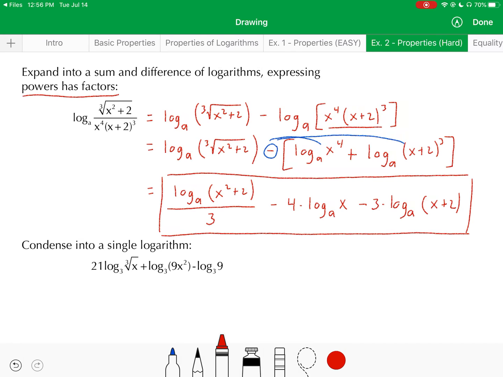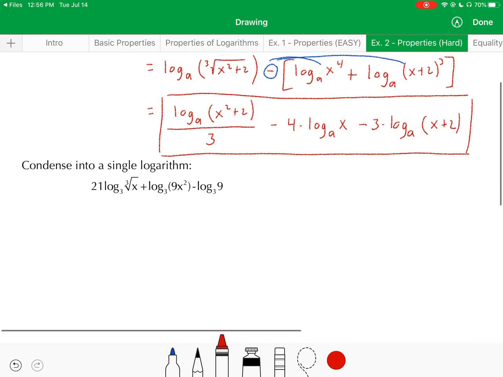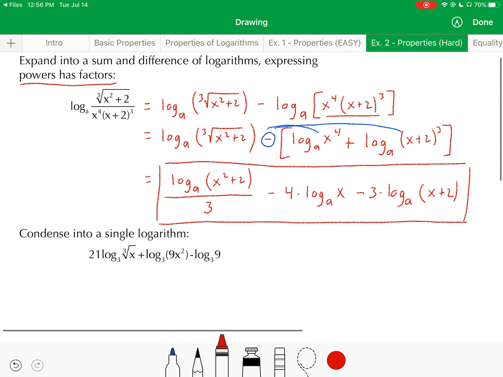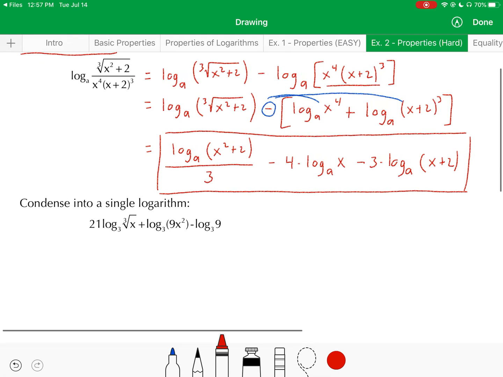All right, now let's go in the other direction. Here we're asked to condense into a single logarithm. So here I'm kind of going in reverse. Notice on the previous example, the last step was using the power properties. Well, when I'm going in the other direction, I'm actually going to make my power properties my first step. So I'm noticing that I have this 21 that's out in front of the first logarithm and multiplying it. So that can be brought up as a power on the cube root of x.